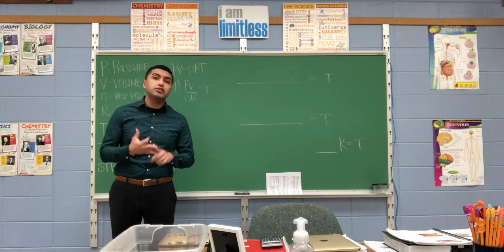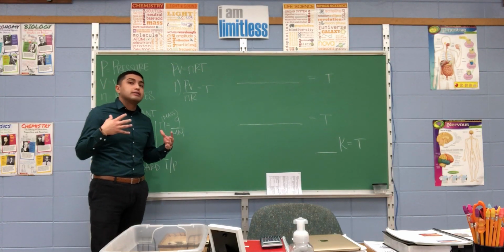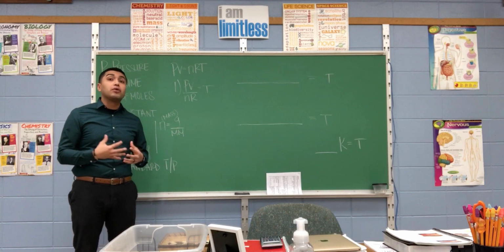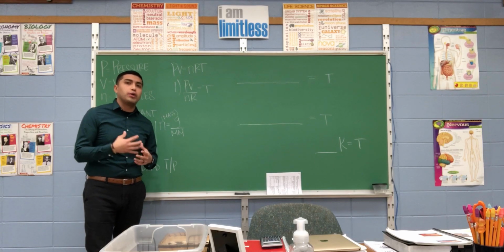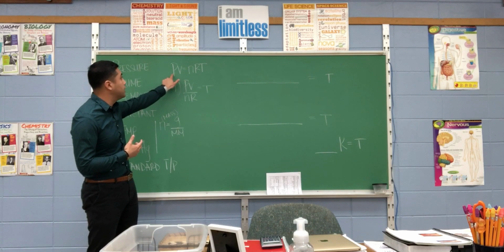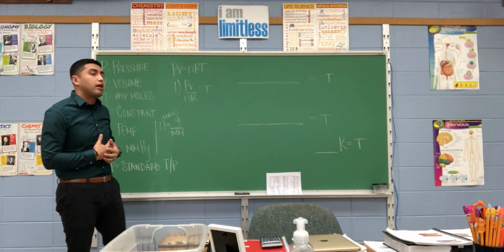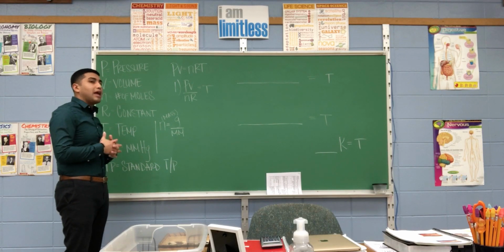So P, V, and T you're familiar with from a previous lesson. We're going to cover now today in this lesson your ideal gas law. Ideal gas law, which is PV equals nRT. You can see the formula up here. PV equals nRT. That is your ideal gas law formula.